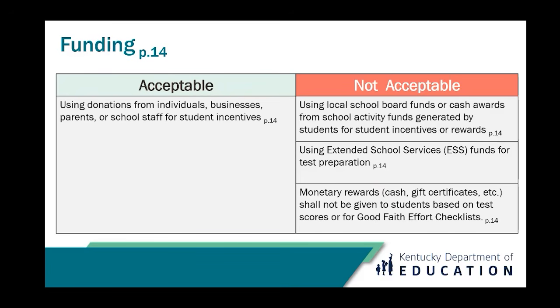Funding rewards for good faith effort checklists may come from various sources. The best source may be tangible donations from individuals, businesses, parents, or staff to provide student incentives. There are other regulations besides this administration code that apply to reward funding. When planning activities tied to assessment, refer to those regulations and procedures. One such regulation concerns the acceptance of donations and using school bank accounts following the Red Book rules.